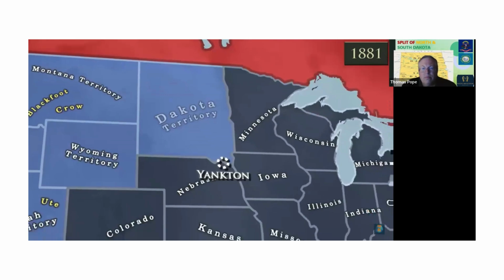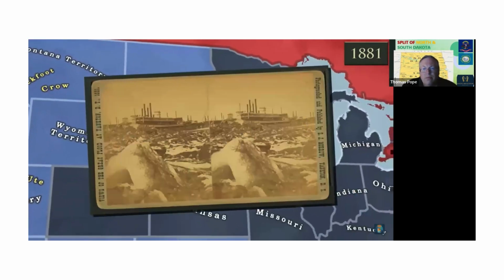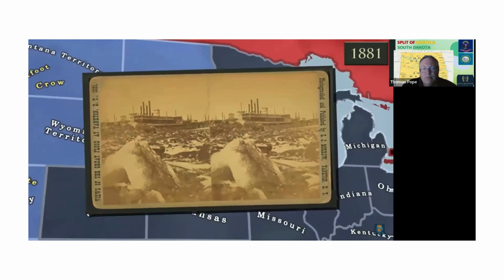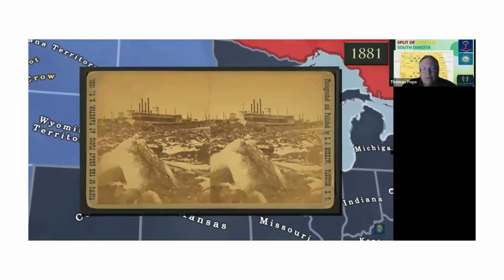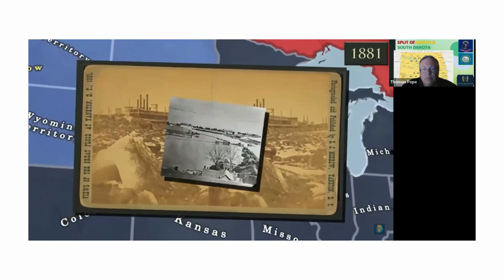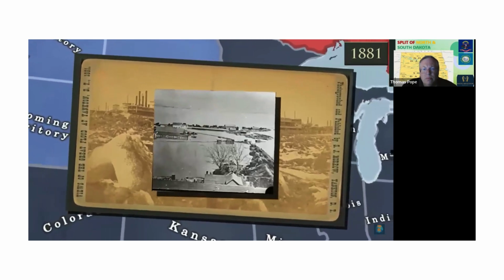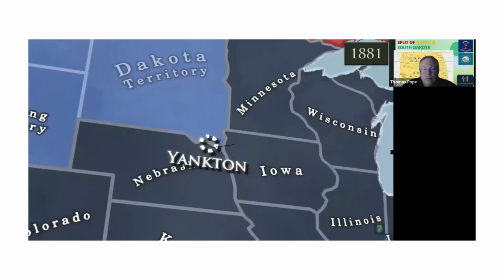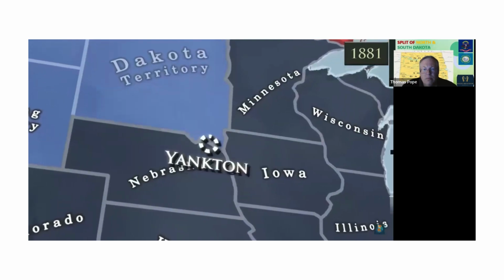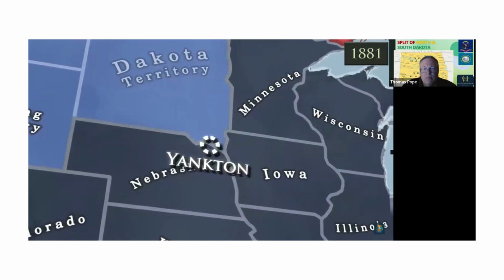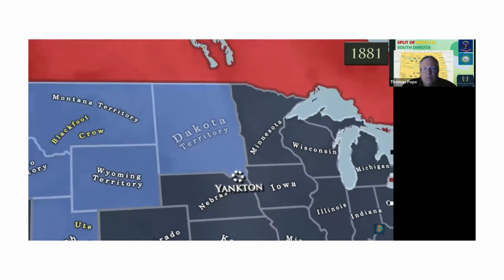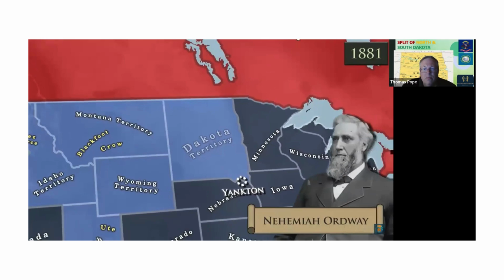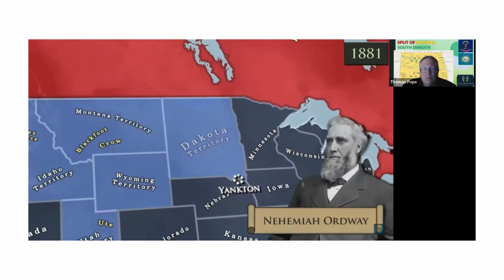Disaster struck Yankton in early 1881 when massive flooding caused by an especially snowy winter wrecked the town, demolishing buildings and decimating the river port. It took weeks for the floodwaters to recede, but Yankton would never fully recover. A new capital was obviously needed. Governor Nehemiah Ordway set about finding one.